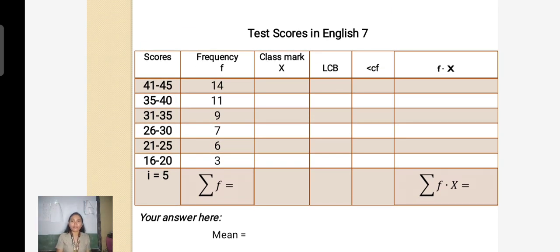Okay, so have you learned something for today? I hope so. Measures of central tendency for ungrouped and grouped data. So take note of all those formulas because those are very important and useful.